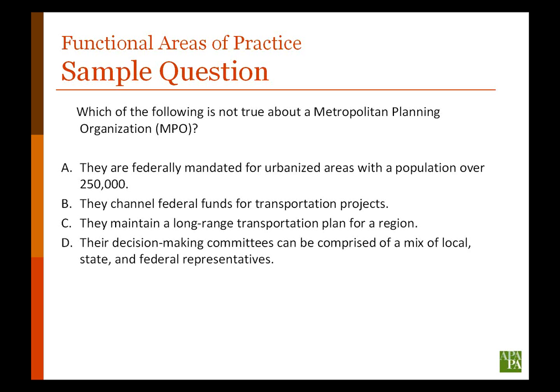Okay, we have another sample question. Which of the following is not true about a metropolitan planning organization? A, they are federally mandated for urbanized areas with a population over 250,000. B, they channel federal funds for transportation projects. C, they maintain a long-range transportation plan for a region. D, their decision-making committees can be comprised of a mix of local, state, and federal representatives.